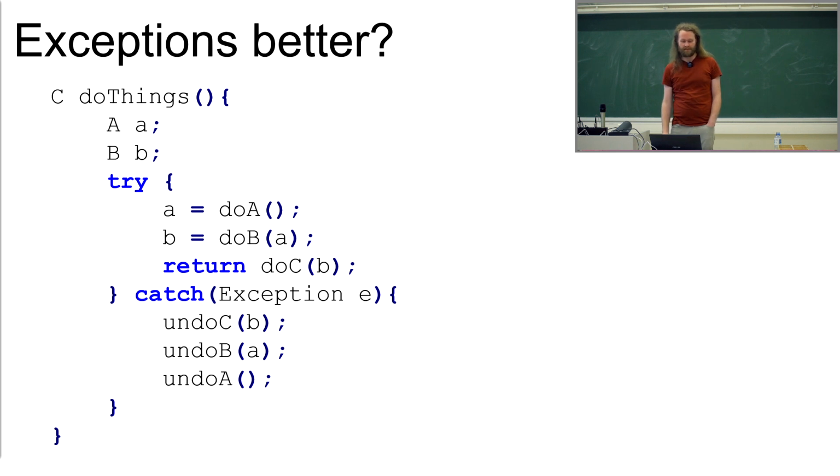If A fails, we still try to undo C. Yeah. So this is wrong, right? We're undoing all of the things even though only one of them goes wrong. So we need to undo only the correct ones.